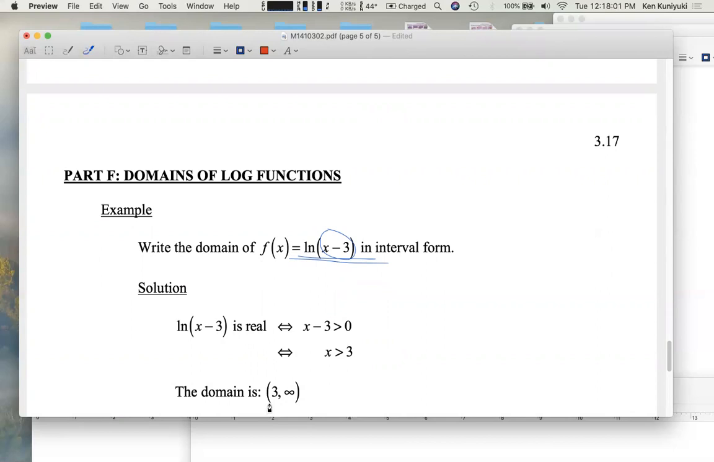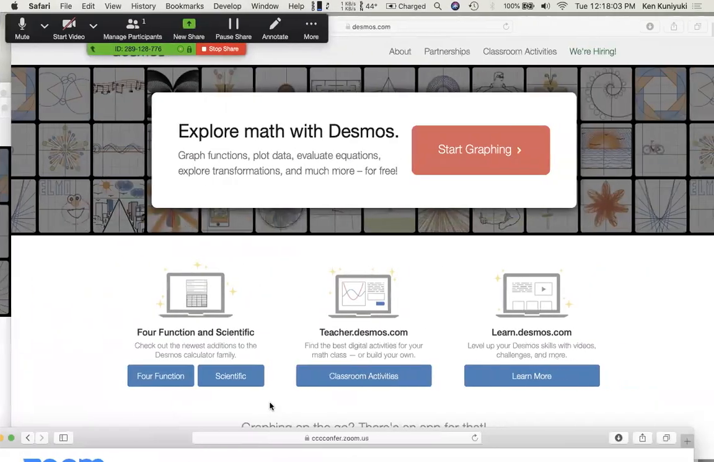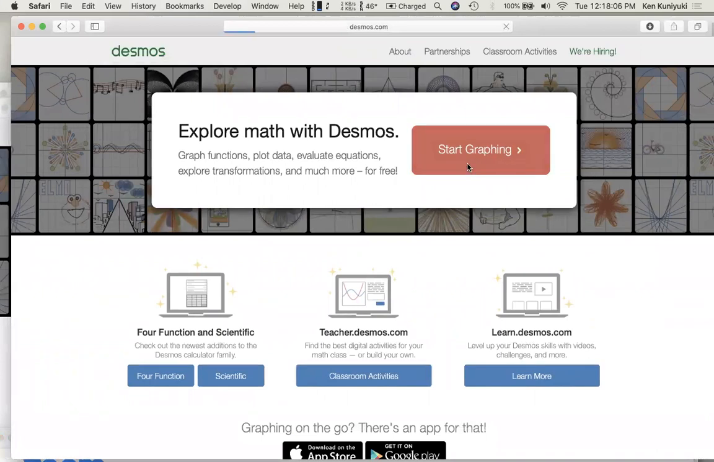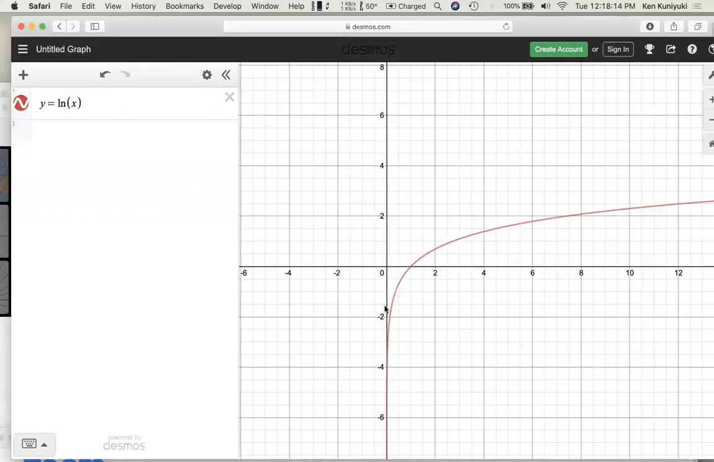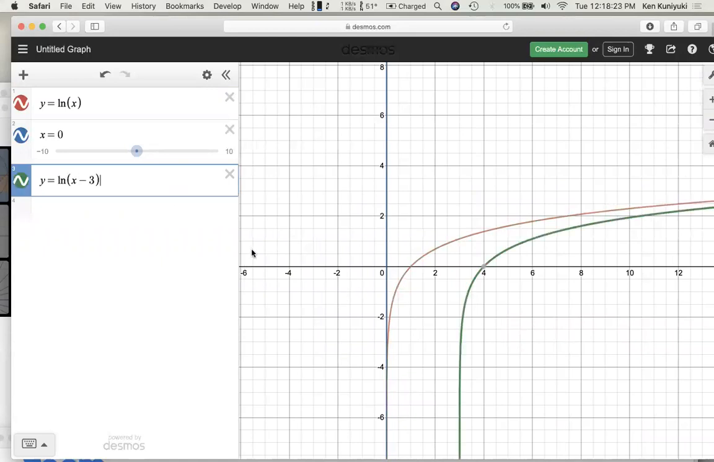And that makes sense because let's take a look at Desmos. All right, so here's the graph of y equals ln of x, that hook. All right, notice the y-axis is a VA, x equals 0 is the equation. Let's graph y equals ln of (x minus 3). When we substitute x with x minus 3, remember we translate the red graph to the right by 3 units over to the green graph.